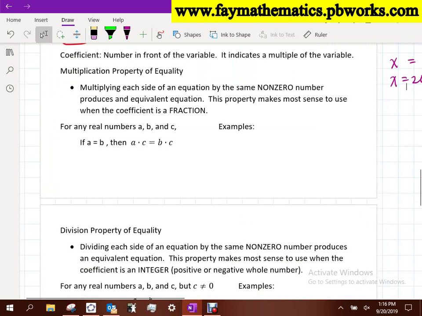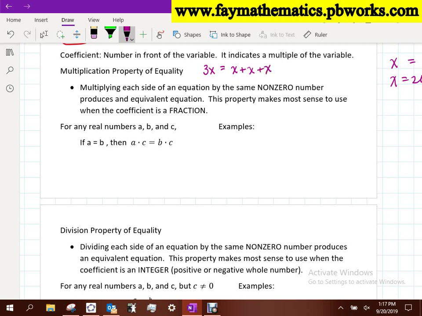When we work with variables, the number in front of a variable is referred to as the coefficient. It indicates a multiple of the variable. It indicates how many times you are ultimately adding that variable together. So if I have something like 3x, that really means x plus x plus x.